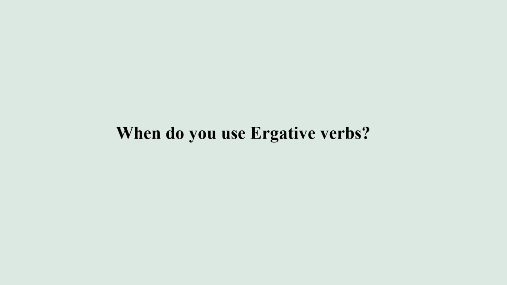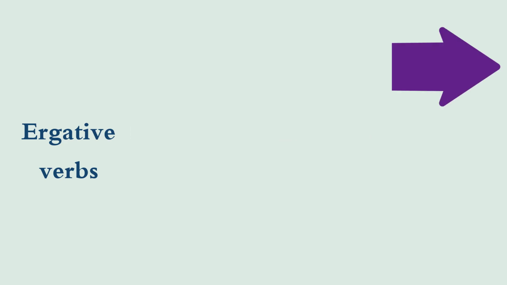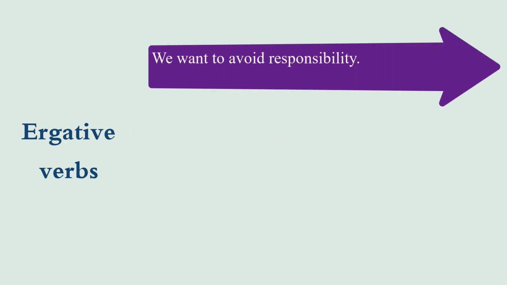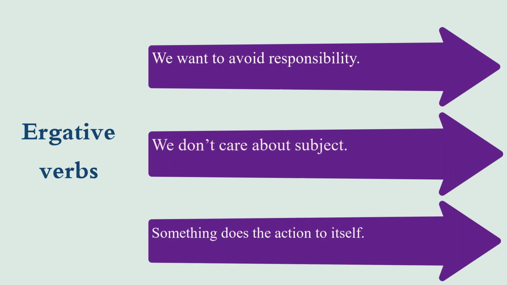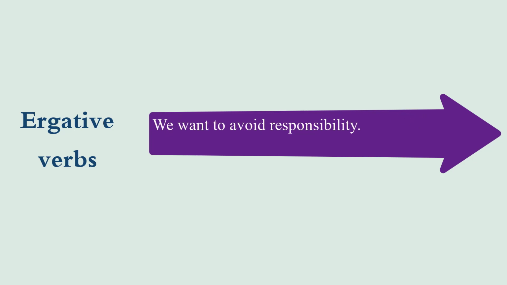When do you use ergative verbs? We use ergative verbs when we want to avoid responsibility, when we don't care about the subject, or when something does the action to itself. Ergative verbs when we want to avoid responsibility.